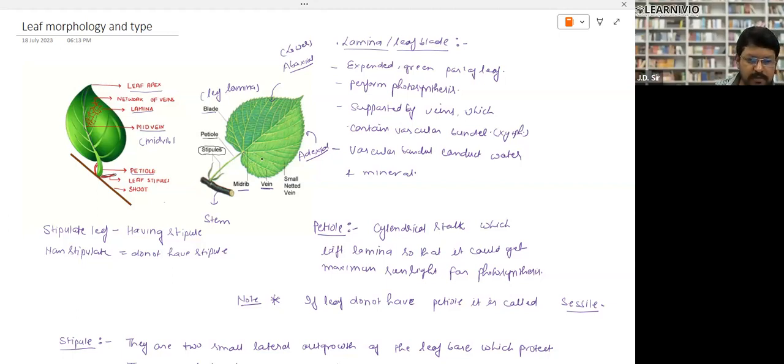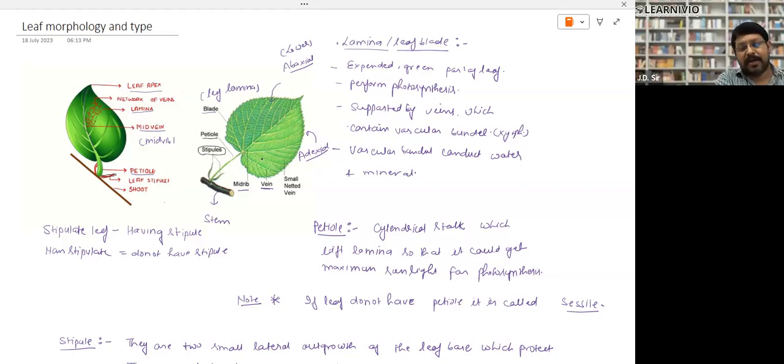Again, this is the lower part of the leaf, which is not that much smooth. This is called abaxial, right? Abaxial means lower part. Adaxial means upper part. These are the small veinlets. These are the veins. This is the midrib. These are the stipules. You can see it's the petiole. And again, this green color structure is called leaf blade or leaf lamina. So we'll go through one by one, right?